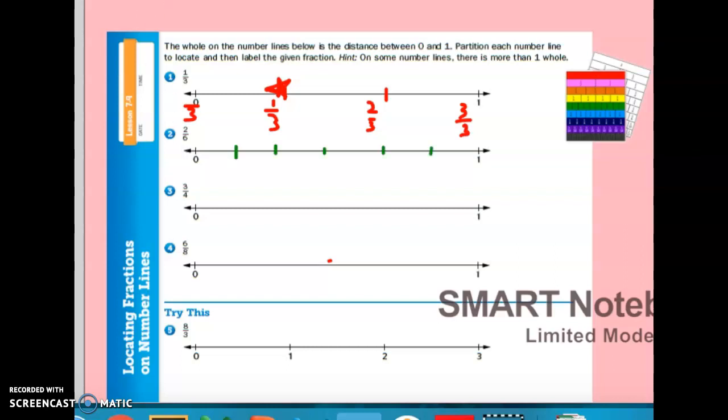Did you do it? Count. Let's touch and count. We have 0/6, 1/6, 2/6, 3/6, 4/6, 5/6, and 6/6, or one whole. That tells me I did my partitioning correctly. Next, I have to label where 2/6 are on my number line. Again, 0/6, 1/6, 2/6.